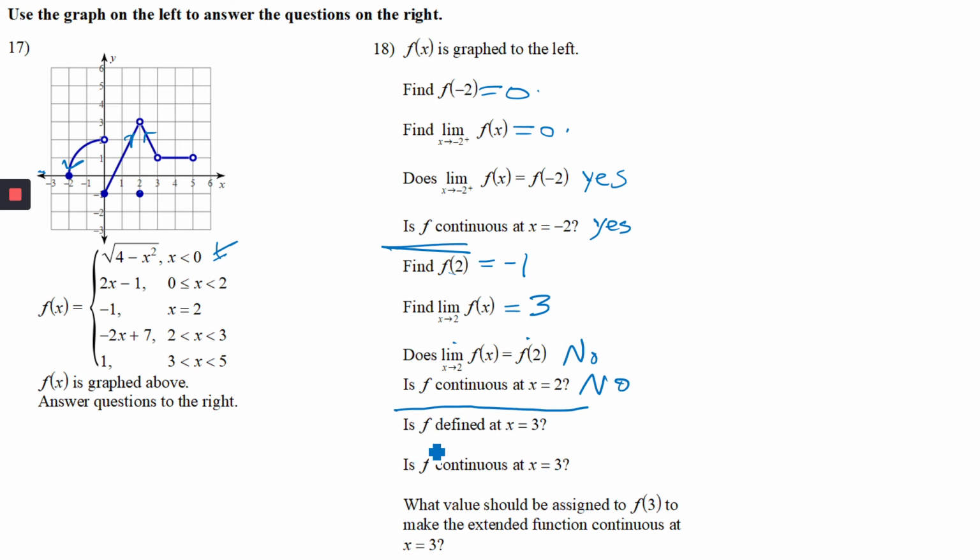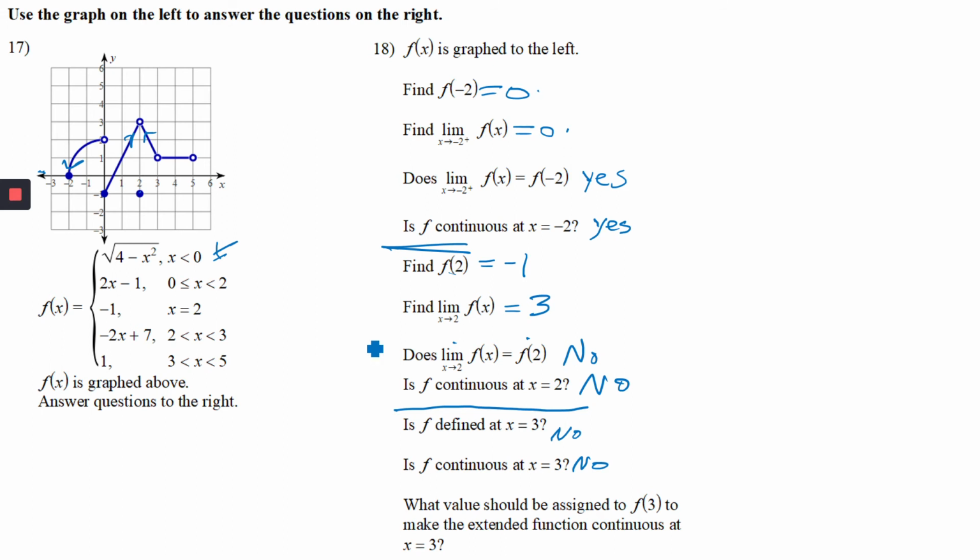All right, the next part here. Is f defined at x equals 3? It's not even defined there, so we can't evaluate it there. So that right away rules out continuity, so we know it's not continuous there. 3 is right here on the inside. It's not defined there, so it's not continuous.